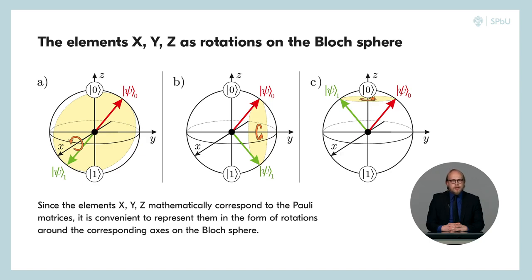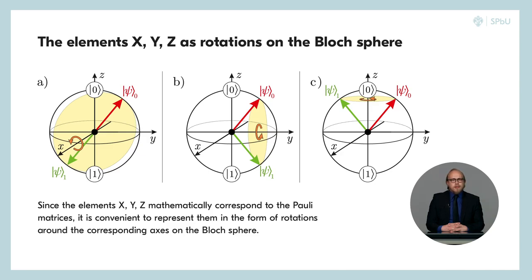It turns out that the logical element x rotates around the x-axis at the angle pi. For example, if the psi state vector for our qubit looks to the north, that is, coincides with the state vector 0, under the action of the element x, it turns around the x-axis at the angle pi, and we get the state vector 1. That is, from the north pole of the Bloch sphere, we move to the south pole.